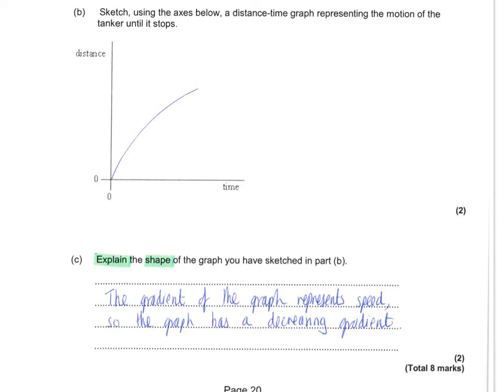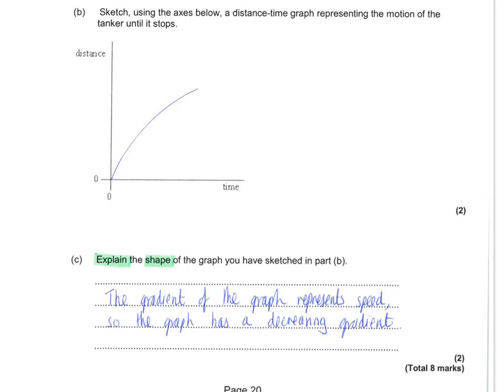Part B. You're asked to sketch a distance time graph for the motion of the tanker until it stops. The tanker was decelerating, so the speed must be decreasing. For a distance time graph, it is the gradient that represents speed. So it's important that you draw a graph with decreasing gradient.